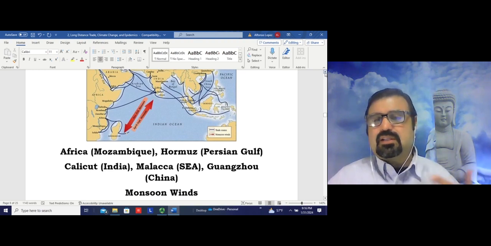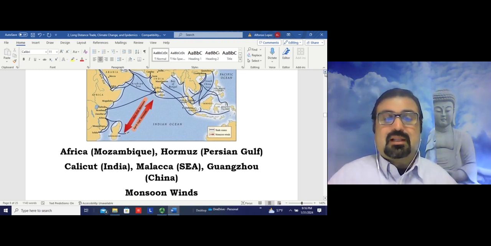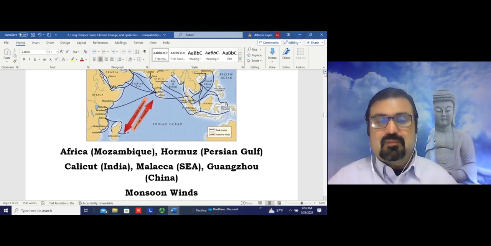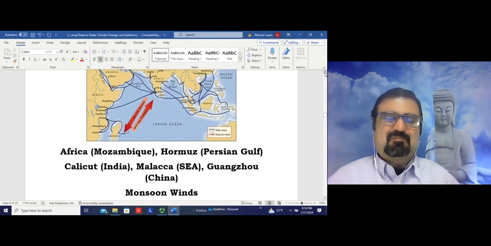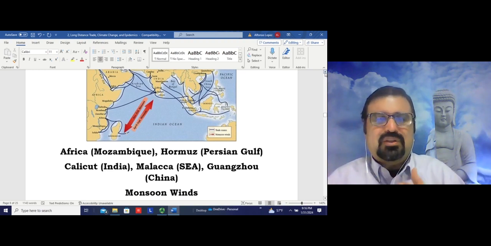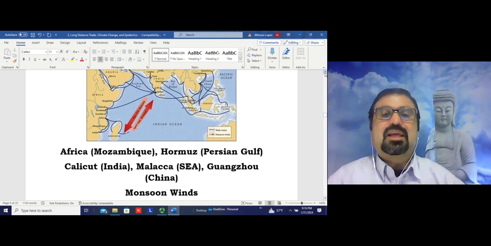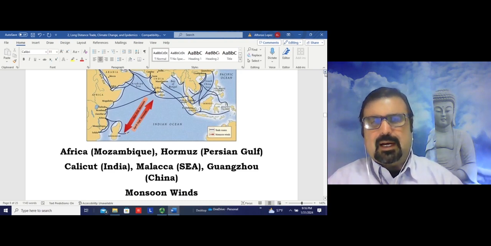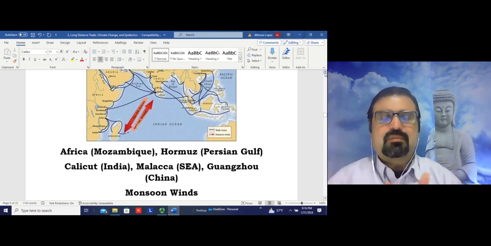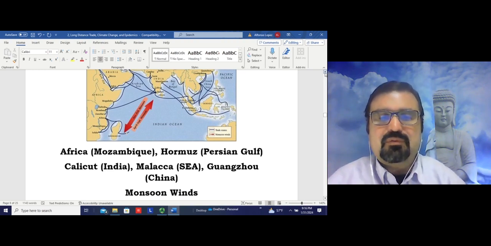And one of the things that they paid attention to is that there were seasonal monsoons. Those are actually wind currents that bring significant rain, particularly into the Indian subcontinent and parts of the Middle East as well. And they occurred in specific times of the year.